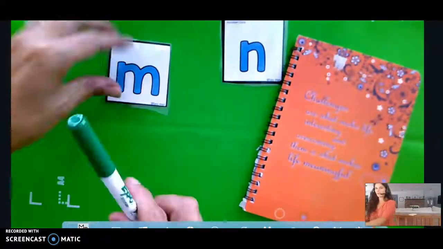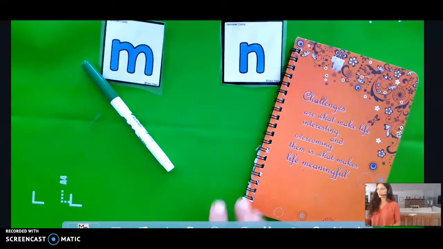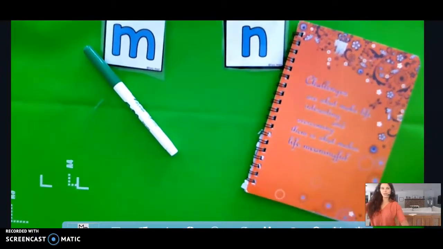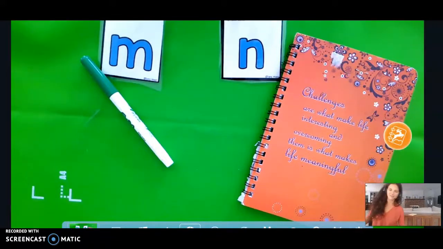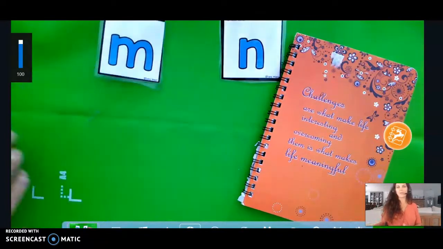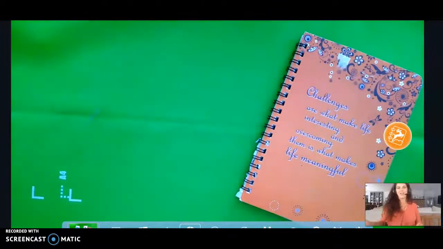Oh, and right here I see a marker. Marker begins with M. So I will go there and I would take a picture of it, and then you will send that to me. Okay? So I want to see all the different things that you guys come up with. All right.